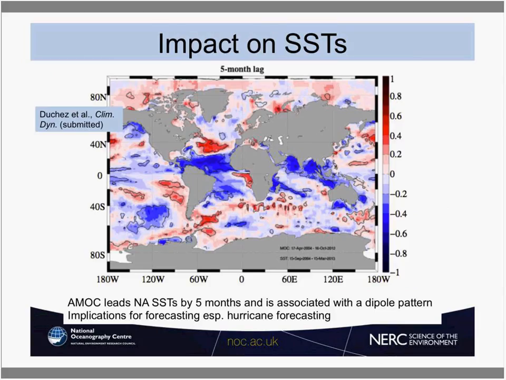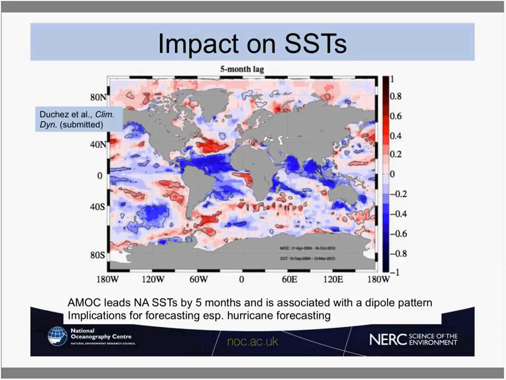I think a good case can be made that if you're really interested in ocean dynamics and you want to understand that, then you should focus on heat content. But when you're interested in the impact of the ocean on the atmosphere, then the impact on SSTs, on the sea surface temperatures, really is what you want to consider. This has been submitted by Orly Duchet. It links the fluctuations in the rapid transport to the observed sea surface temperature patterns.